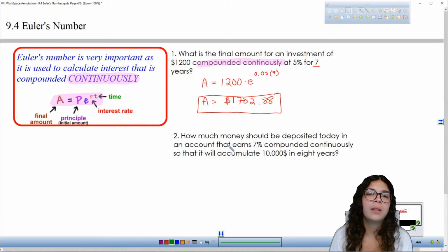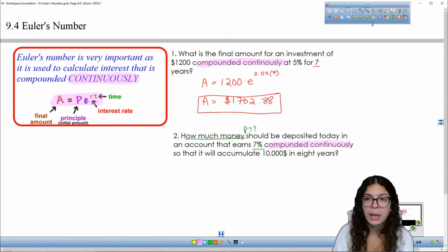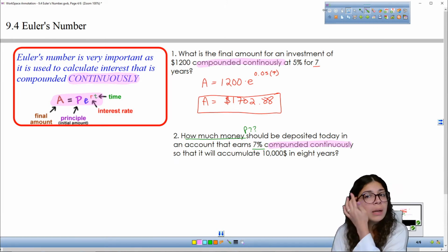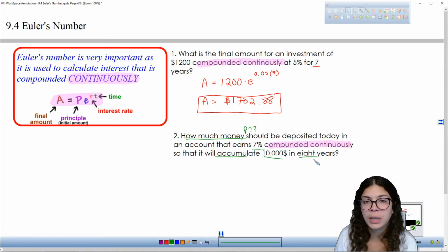So this question is a little bit different. It says, how much money should be deposited today in an account? So what they're asking you for is, what would P have to be? What would I have to initially put in the account today in an account at 7% compounded continuously? Again, we're going to be using this formula instead of the formula that we learned in 9.3. And you want to accumulate, so you want the final amount in the account to be $10,000 after 8 years.